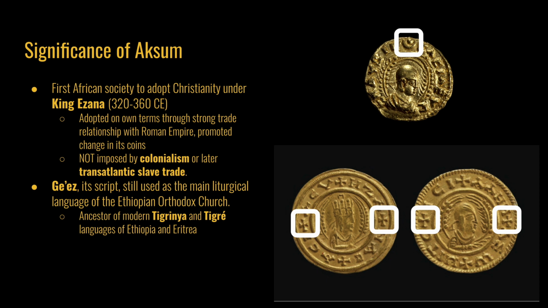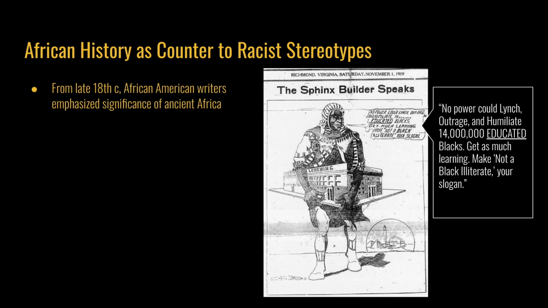Because of Africa's rich history, it has been used to counter racist stereotypes of Black Americans in the most recent past, from the 17th to the 20th century. From the late 18th century, African American writers emphasized the significance of ancient Africa. For example, in the 19th century, abolitionist John Rusworm wrote about the Egyptians as Africans, countering the belief that Egyptians were Caucasian and highlighting that Black Americans shared in the major contributions of the Egyptians.